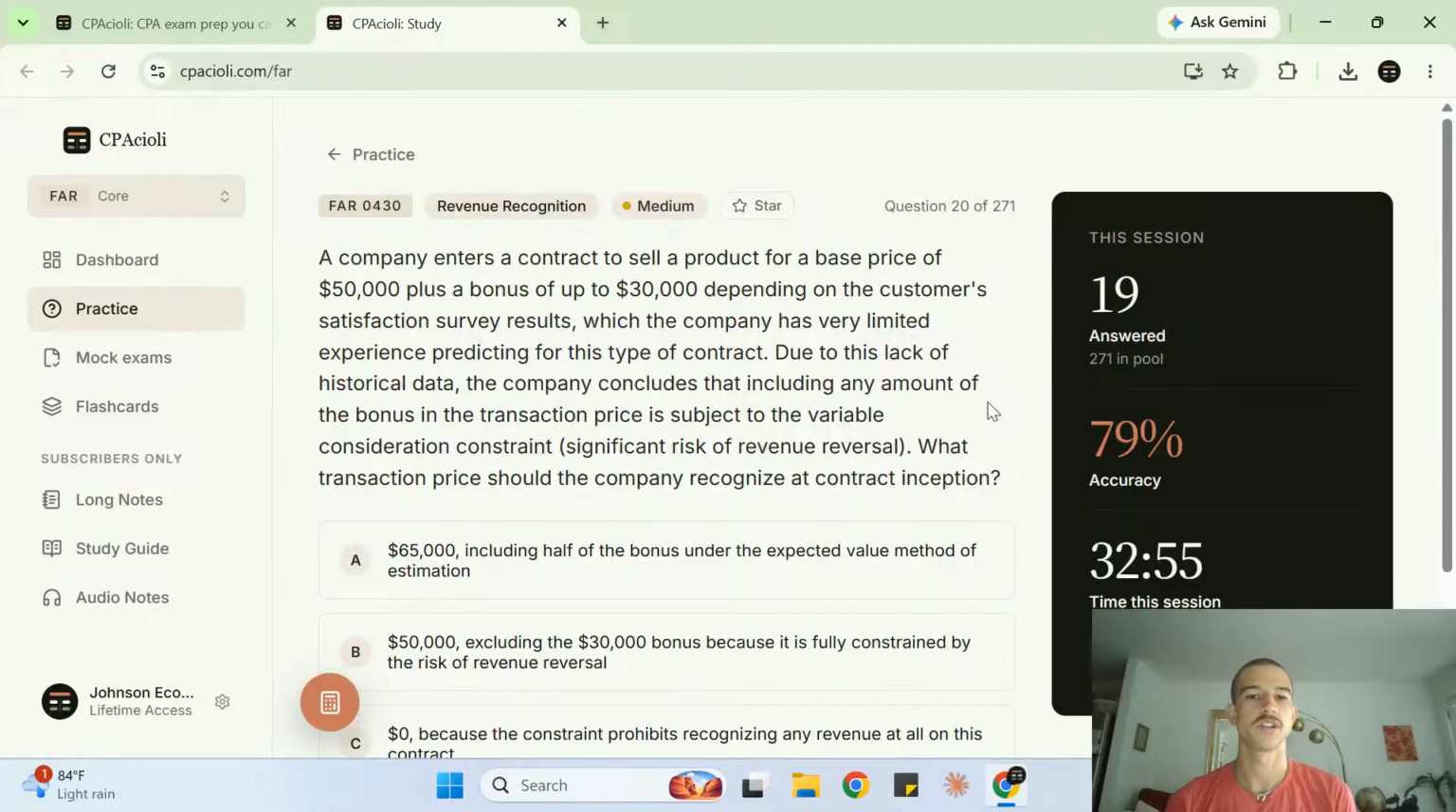Company enters a contract to sell a product for a base price of $50,000 plus a bonus of up to $30,000.